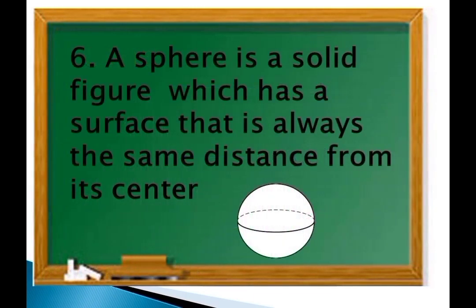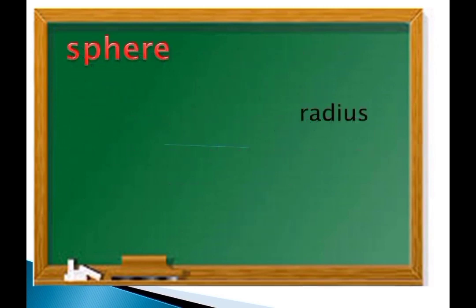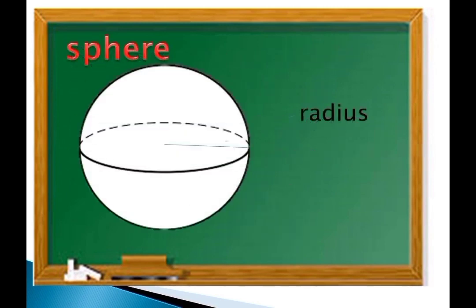A sphere is a solid figure which has a surface that is always the same distance from its center. This is called the radius of the sphere, and this is called the center of the sphere.